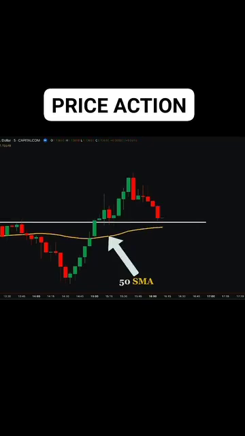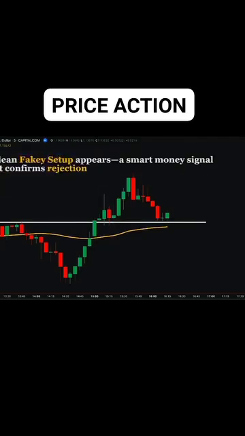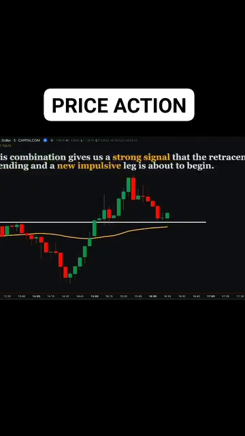We allow the market to continue its pullback, and as you can see, price drops right into the support level and gets rejected. But what makes this setup even more powerful is the clear fakie setup that forms at the level. Here's what we've got. Price rejects the support zone. The 50 SMA is acting as dynamic support. A clean fakie setup appears, a smart money signal that confirms rejection. This combination gives us a strong signal that the retracement is ending and a new impulsive leg is about to begin.